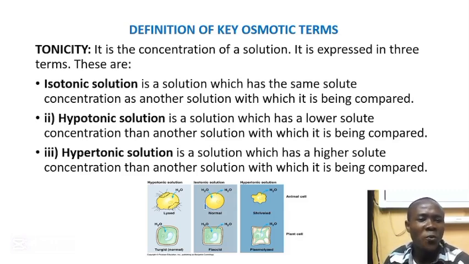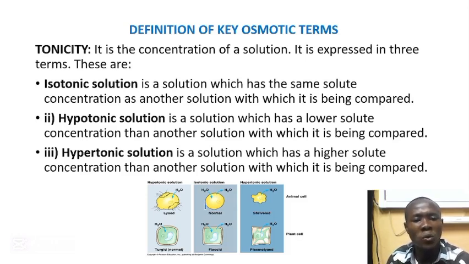So under this, we have isotonic. In the isotonic, mind you, when we are talking about tonicity, we are talking more about the amount of solute in something. So the isotonic, iso means same or equal. So isotonic solution is a solution that has the same solute concentration as another solution with which it is being compared. And the next one, we have hypotonic solution.